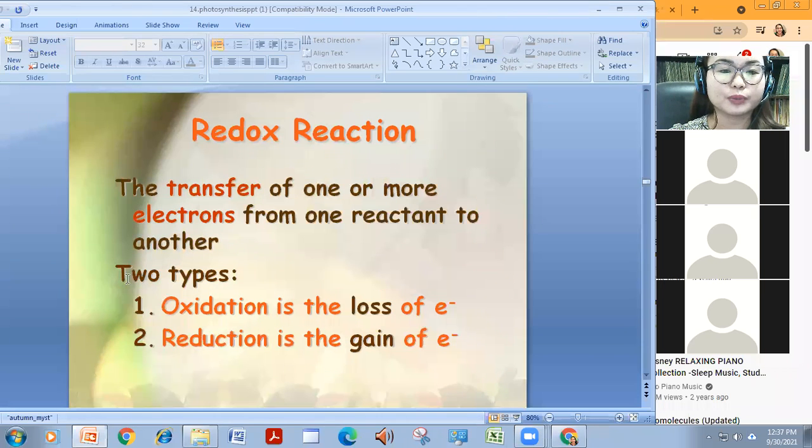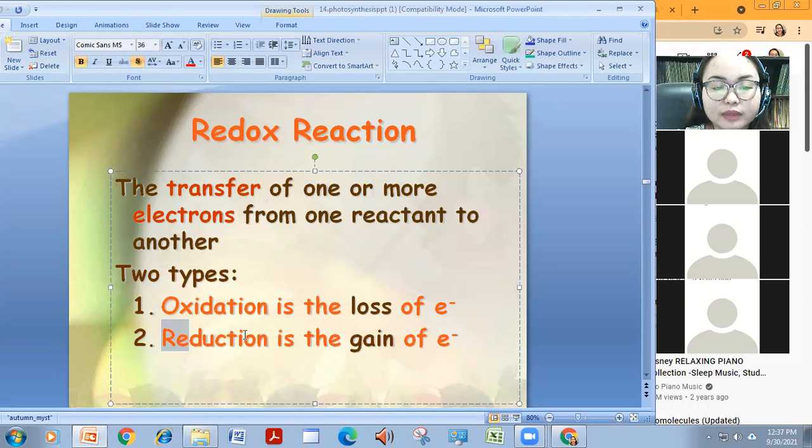So we have the so-called redox reaction or reduction oxidation, no? So it is the transfer of one or more electrons from one reactant to another. So when you say oxidation, nag-loss siya ng electrons, but reduction is the gain of electrons.